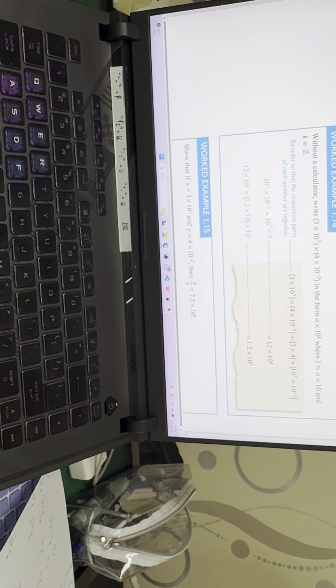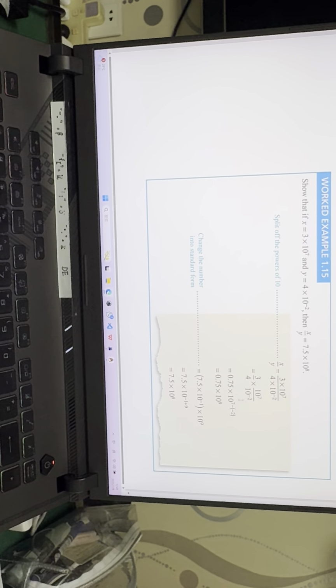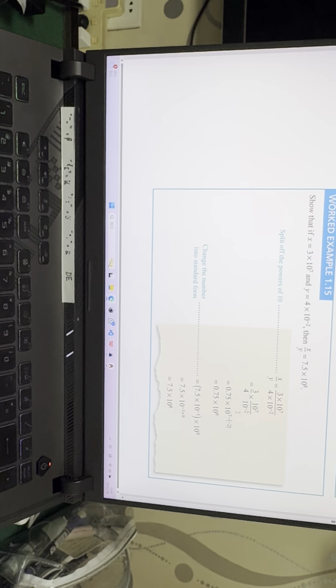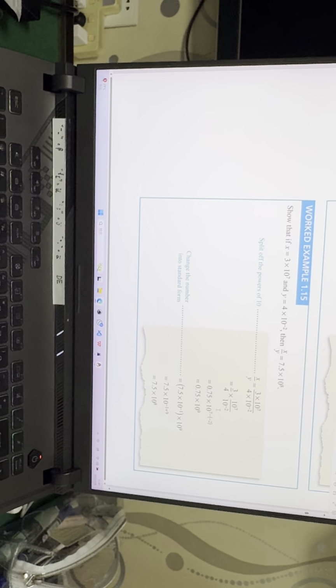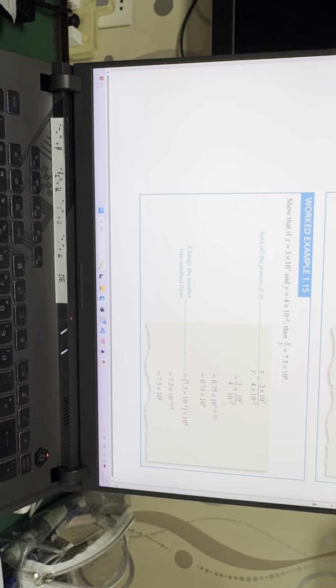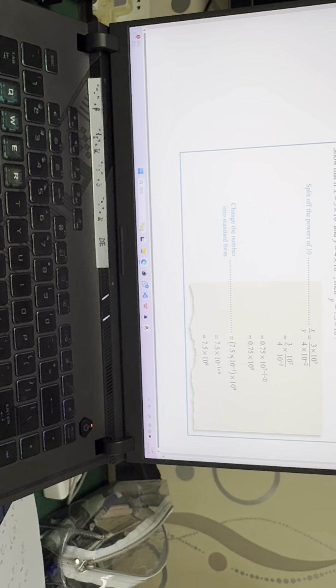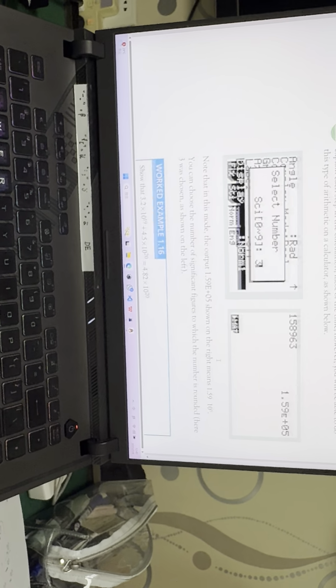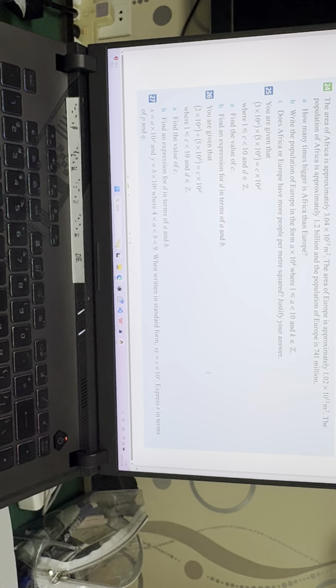And here's the example question. To prove that, you just show your steps. Here, remember the formula: a to the power of negative n is equal to 1 divided by a to the power of n. So we use this to change it like that. Then we calculate to show the result. So it's everything related to the exponents.